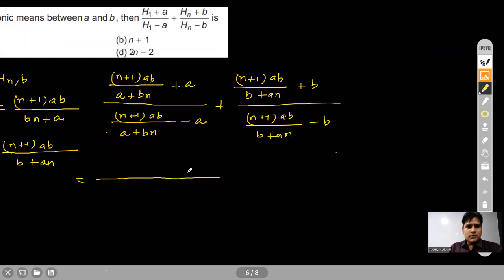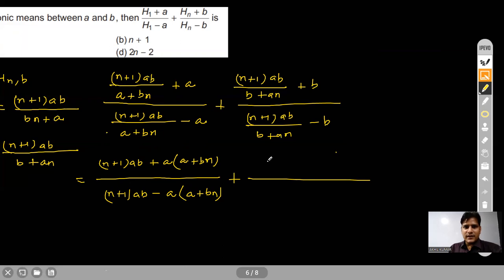So this will become (N plus 1) AB plus A into (A plus BN), and it will become (N plus 1) AB minus A into (A plus BN), and this denominator term A plus BN will be cancelled. Similarly, let's rewrite this as (N plus 1) AB plus B into (B plus AN), and this will be (N plus 1) AB minus B into (B plus AN). Okay.